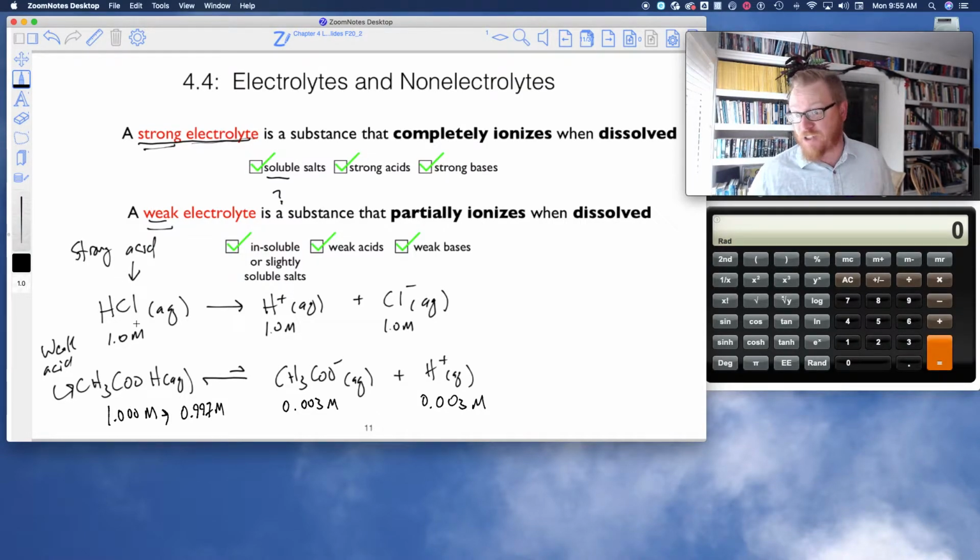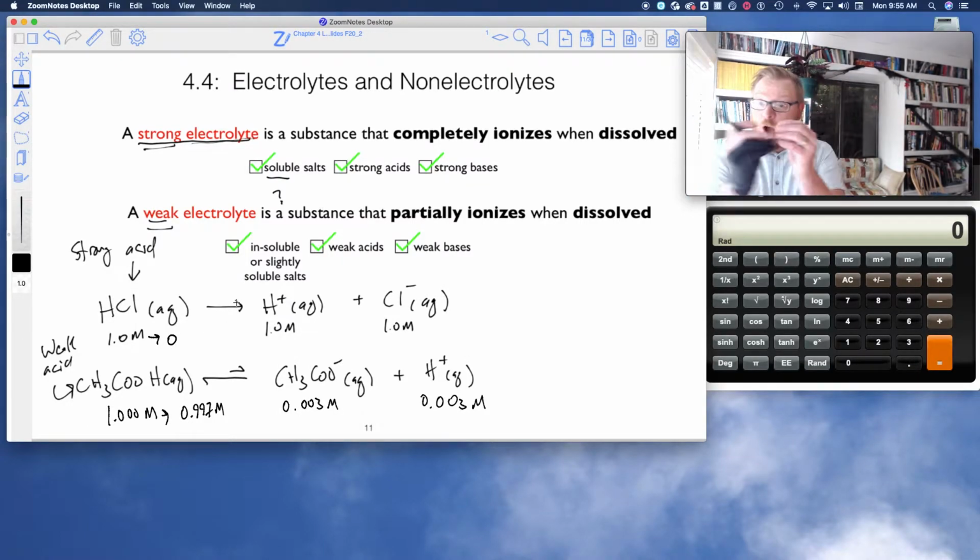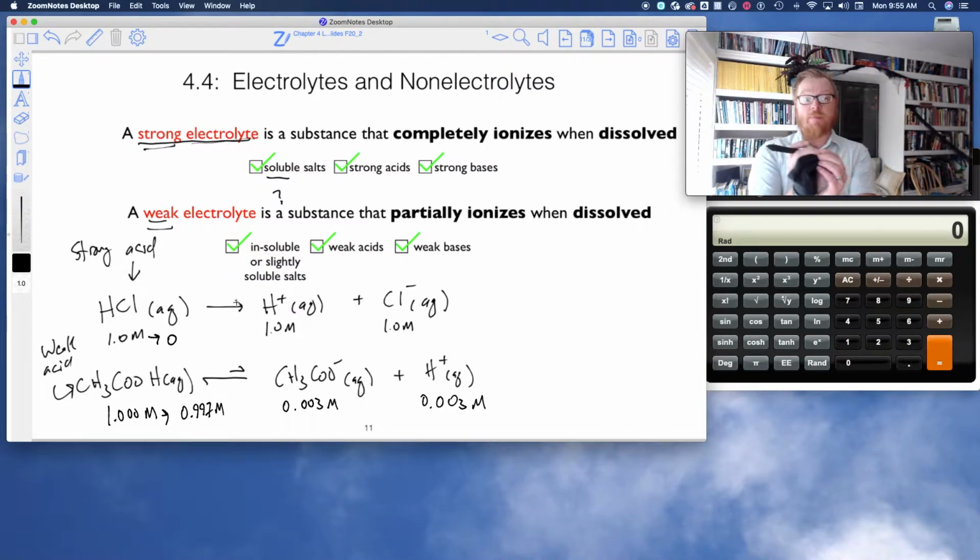And for my HCl, back to the strong acid case, this would mean that I would have 0 HCl bonded together. None of it would be bonded together. It would all have been dissociated, okay? Whereas the acetic acid, 1 molar of that would transform to about 0.997 molar remaining associated, bonded, and a very small fraction would be unbonded, okay? So it still ionizes, but only partially.